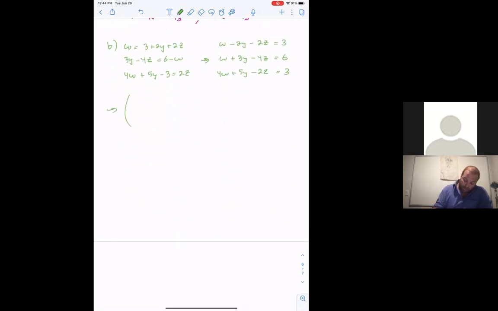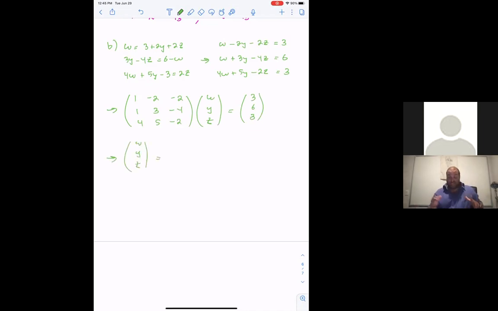which becomes the matrix 1, negative 2, negative 2, 1, 3, negative 4, 4, 5, negative 2, acting on w, y, and z in that order, gives me 3, 6, 3. And therefore, what is w, y, z? If we multiply on the left by the inverse of this matrix, 1, negative 2, negative 2, 1, 3, negative 4, 4, 5, negative 2 inverse times 3, 6, 3, we get my answer. How do you do an inverse of a 3 by 3? Well, that's where the calculator comes in handy.